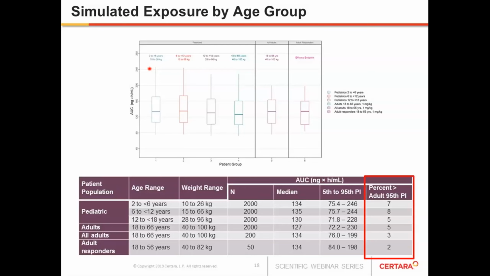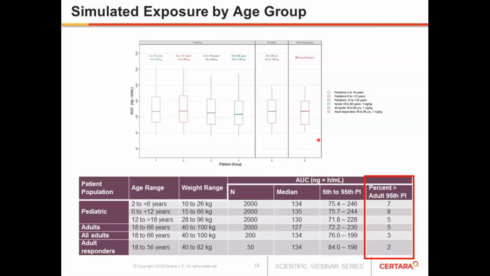The distribution of simulated AUC for the different age groups was comparable to that simulated for adults, and also similar to that estimated in adults in the study of interest. This was also compared to the AUC in adults for the responders, only responders for the primary efficacy endpoint. And this could be something of interest if you have efficacy data and you want to make sure that exposure in responders is not different than exposure in the rest of the population.